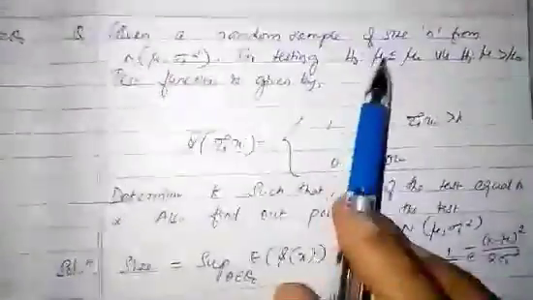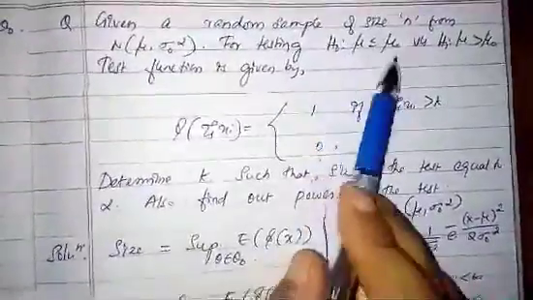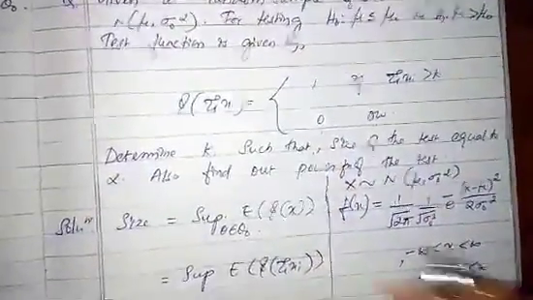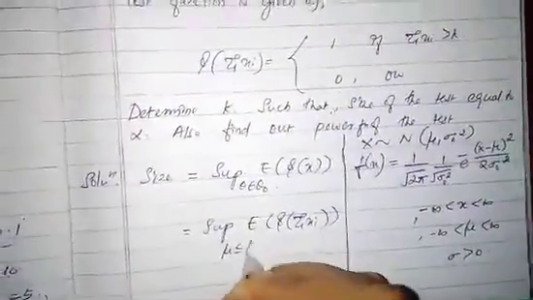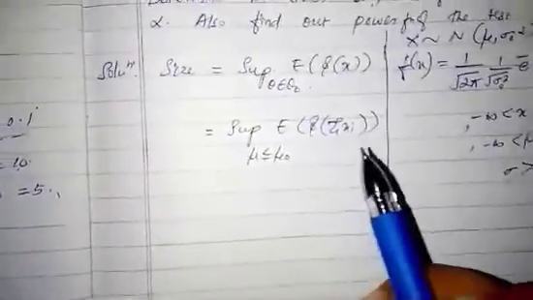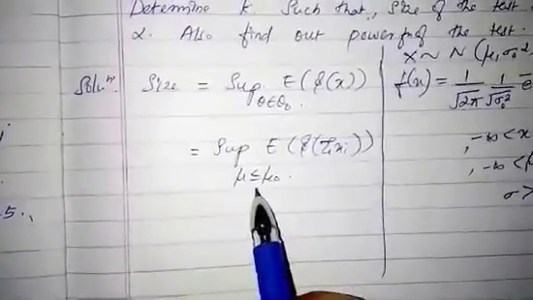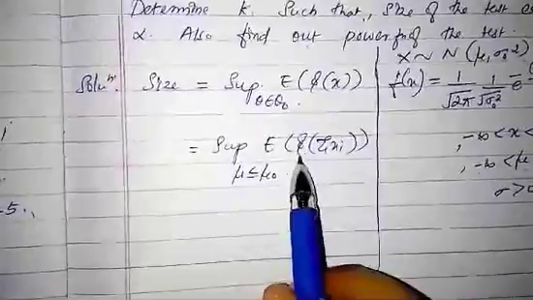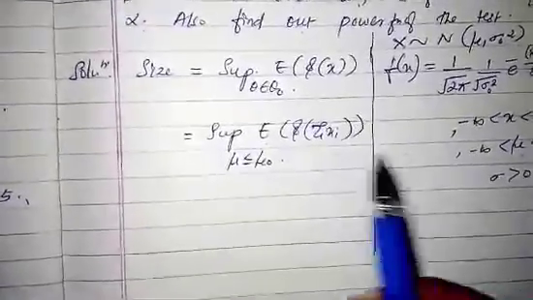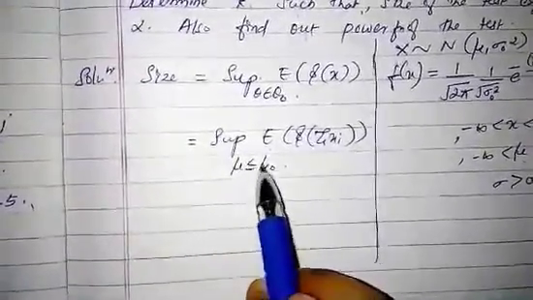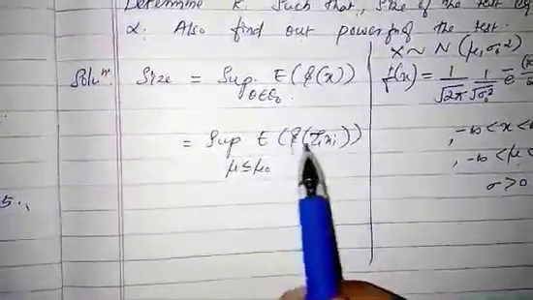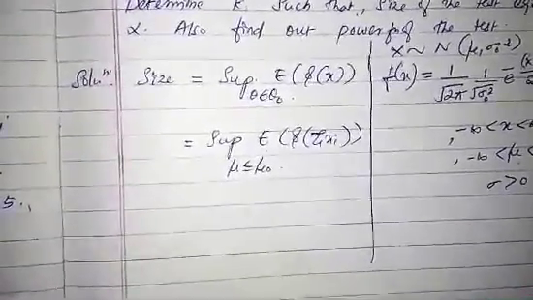In this problem the parameter is mu, so mu belongs to mu naught. Here in H naught, mu is less than or equal to mu naught. So we have to find out for which value of mu the expectation of phi of summation xi attains the supremum. We have to find the value of mu for which the expectation of phi of x attains the supremum.